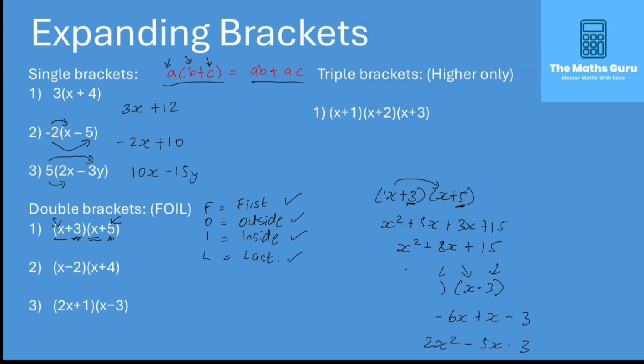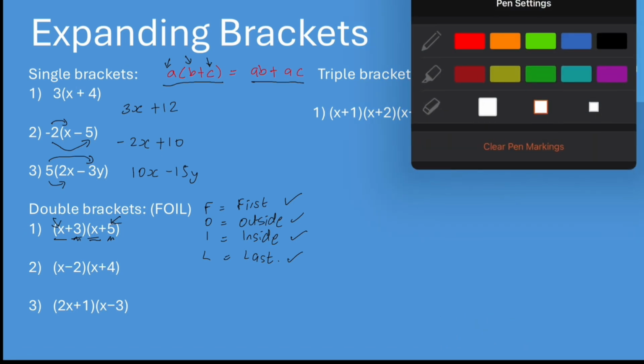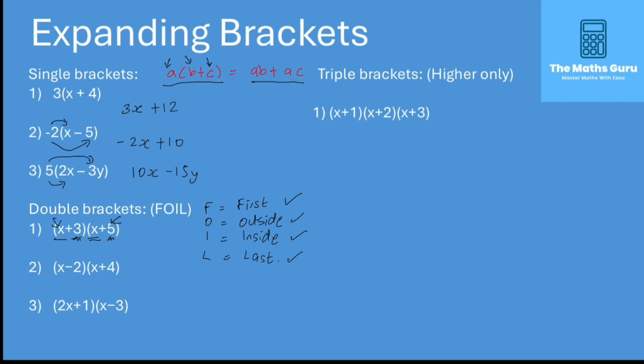Now we're going to move on to the final stage, which is only applicable to those who are sitting the higher GCSE paper. The way we attempt to do triple brackets is we look at the first two brackets and conduct our FOIL method. So let's do that. x plus 1, x plus 2. We look at our first terms, x times x, x squared. And then we look at our outside terms, x and 2, so plus 2x. Inside terms, plus x. Last terms, plus 2. So we get x squared plus 3x plus 2.